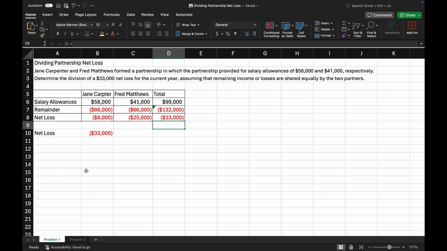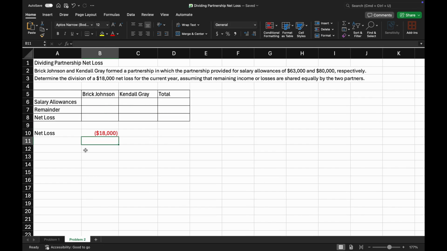Now, I'm going to give you another problem so that you can try it out for yourself. Let's say that Brick Johnson and Kendall Gray formed a partnership in which the partnership provided for salary allowances of $63,000 and $80,000 respectively. Your job is to determine the division of an $18,000 net loss for the current year, assuming that the remaining income or losses are shared equally by the two partners.